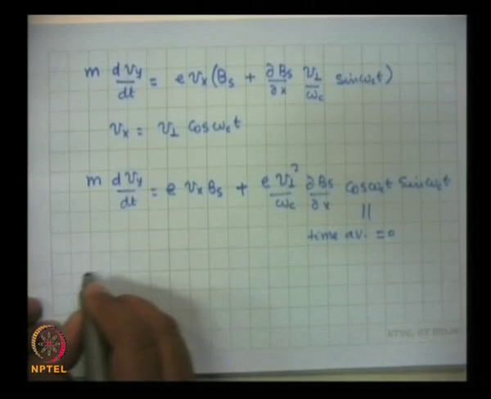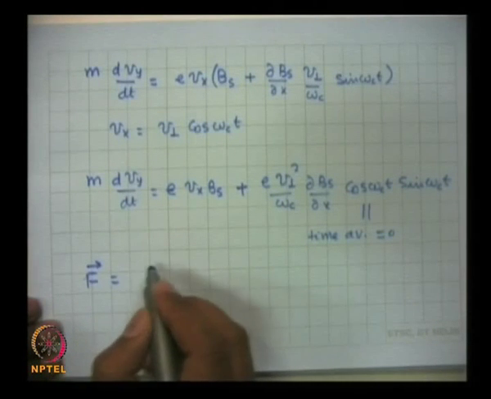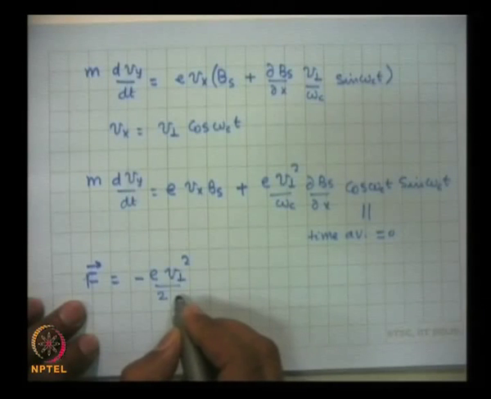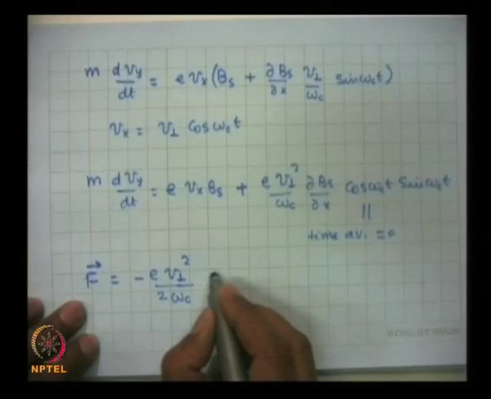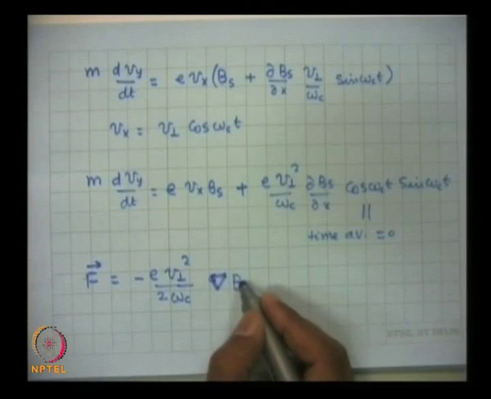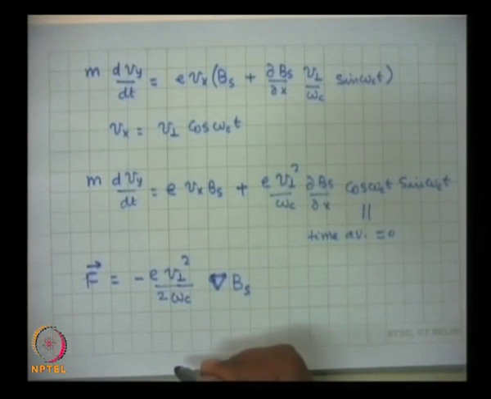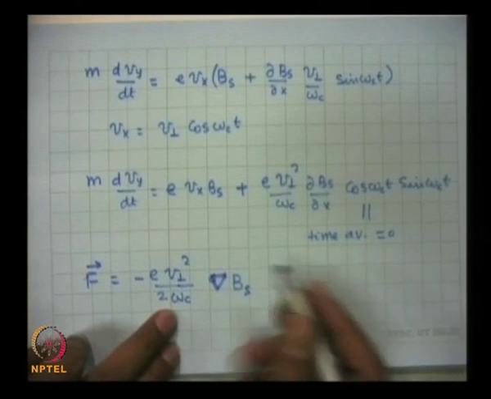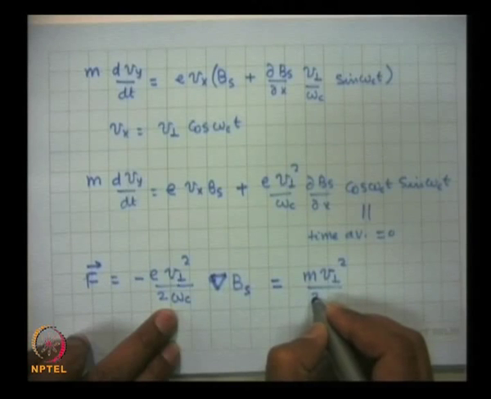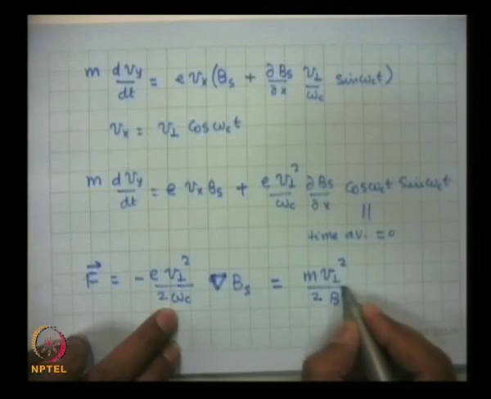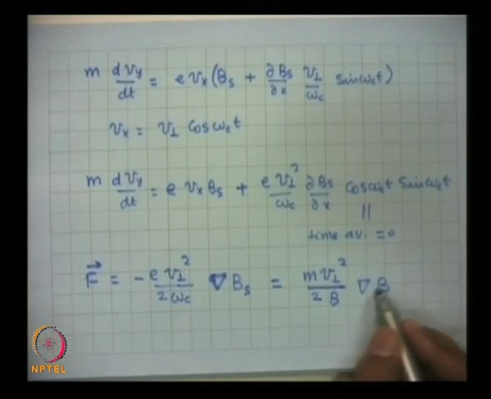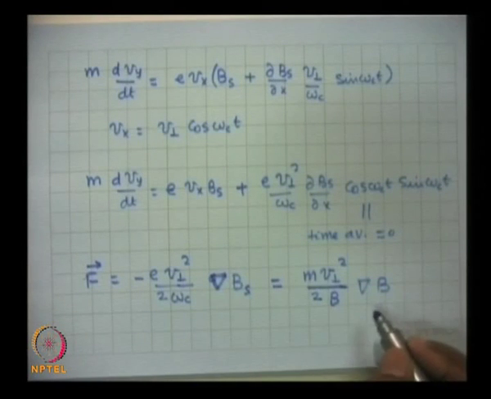So the net force the magnetic field really exerts, in vector form I can write down, is equal to minus e V perp squared by 2 omega_c into grad B. If the magnetic field is in the x direction, then this is simply delta by delta x of B in general. So we have generalized this and put the value of omega_c as eBs upon mass. So it becomes minus m V perp squared upon twice Bs into grad B. In many books, subscript S is suppressed. If you want to suppress it, you can do this. Then this is the force on the electron due to inhomogeneity in the magnetic field.